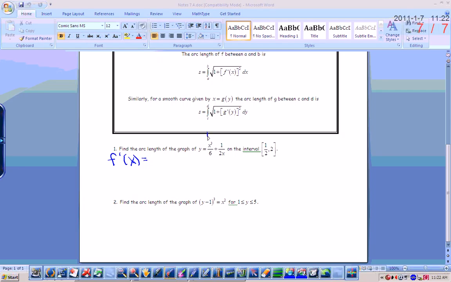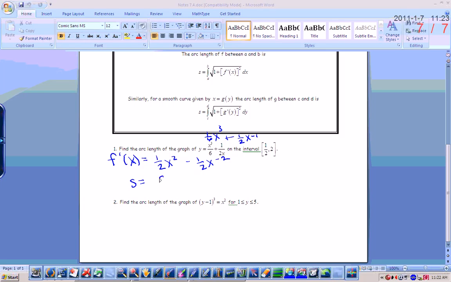equals, and if you wanted to, you could rewrite f of x as 1/6 x to the third plus, how would you rewrite 1 over 2x? Yeah, 1/2 x to the negative 1. That 2 is going to stay down in the bottom. So f prime is going to be 1/2 x squared minus 1/2 x to the negative 2. So you have to bring that negative 1 down. It's been a while since we've taken a derivative.